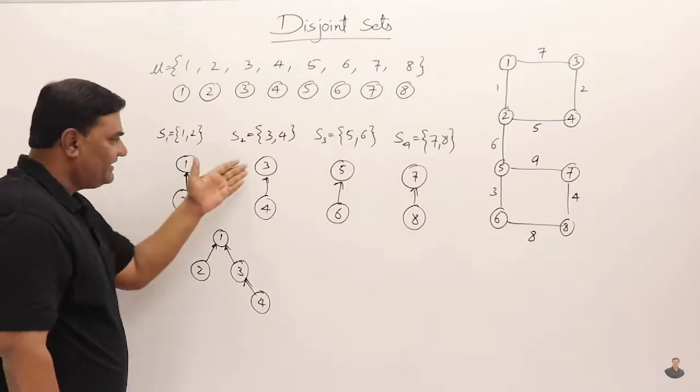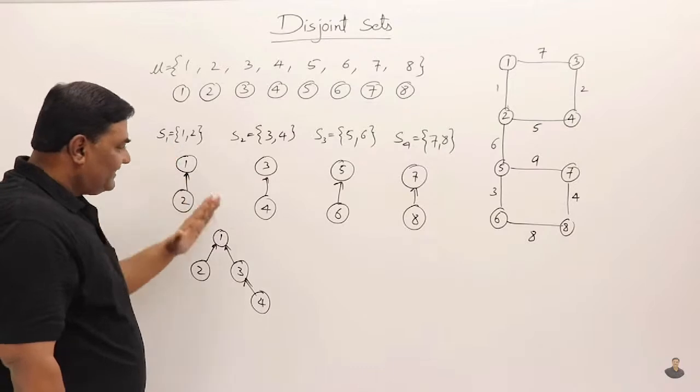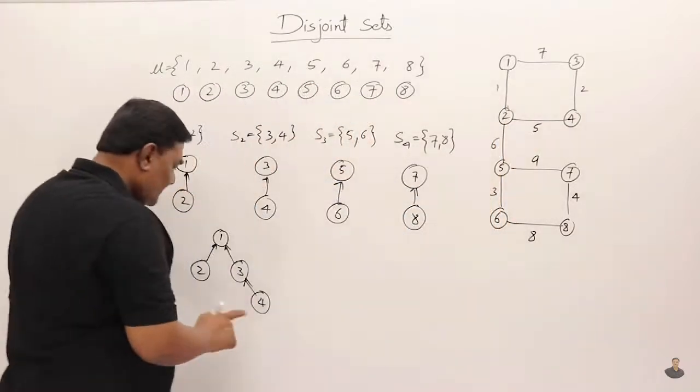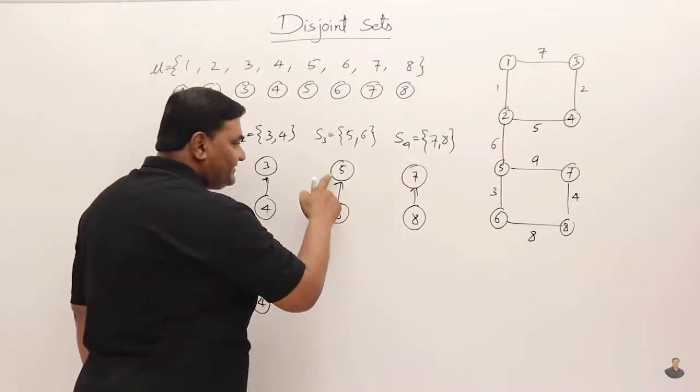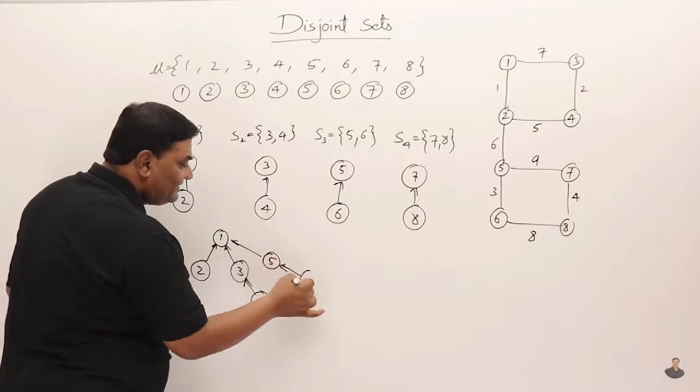You may be asking why didn't you select 3 as a parent? If you want, you can select that also. It makes no difference whether you take 3 as a parent and make 1 a child of 3. Then the next one. After the 5th, the 6th one is 2, 5. 2 is here. Who is the parent of this one? 1. Then 5 is here. So they are in 2 different sets, and we will include that. 5 we will bring here and 6 here.